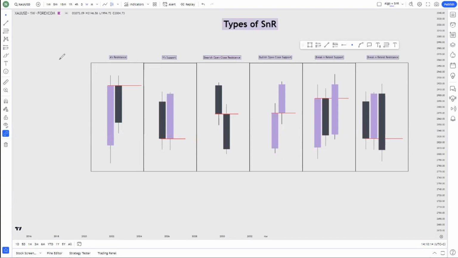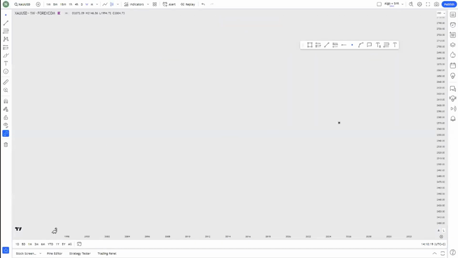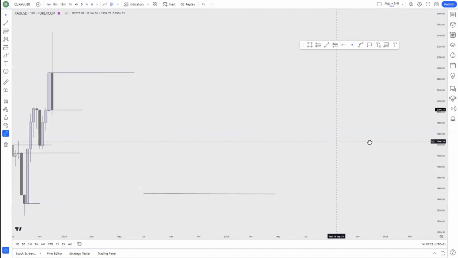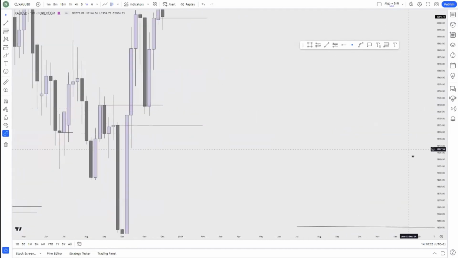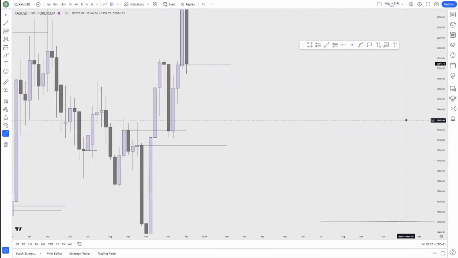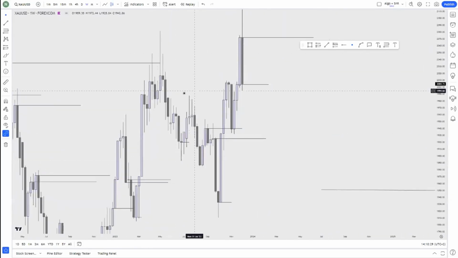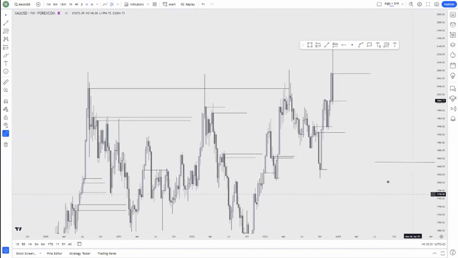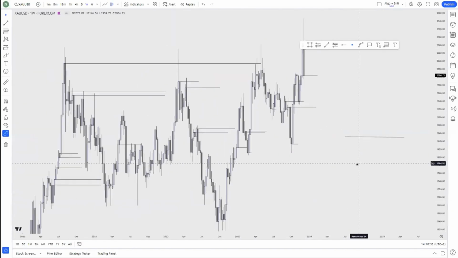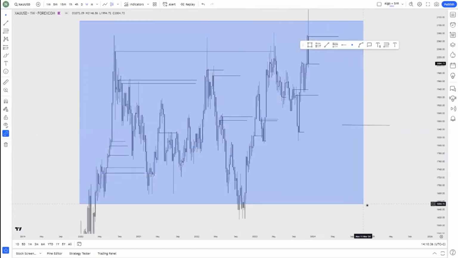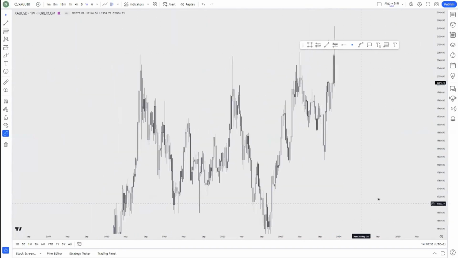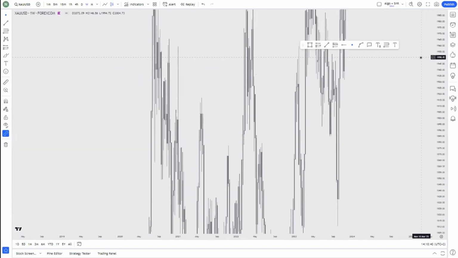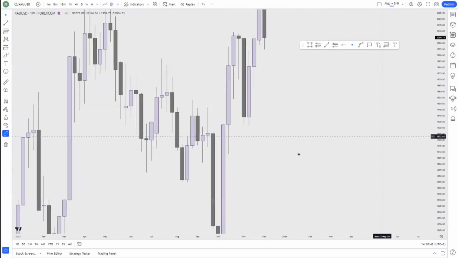And let me just show you an example of the break and retest. Here's a break and retest. Let me just clear most of the things out right here. What do you see right here? Can you mark out your support or resistance?